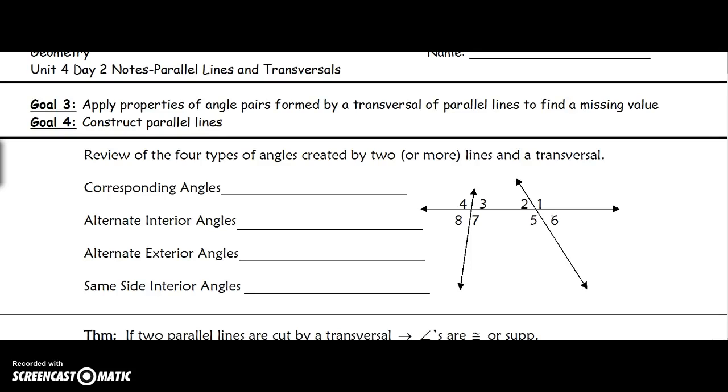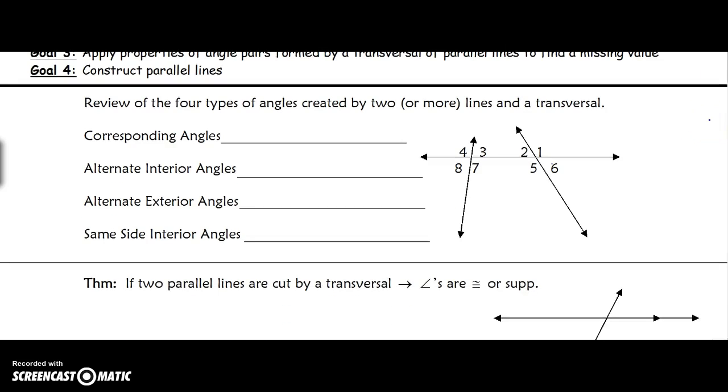Today's notes are on parallel lines and transversals. So what we're going to do today is apply the properties that we learned yesterday of angle pairs. So your corresponding angles, alternate interior, alternate exterior, same side interior and exterior. But see what happens when we have parallel lines. Okay, and then we're actually going to construct a parallel line.